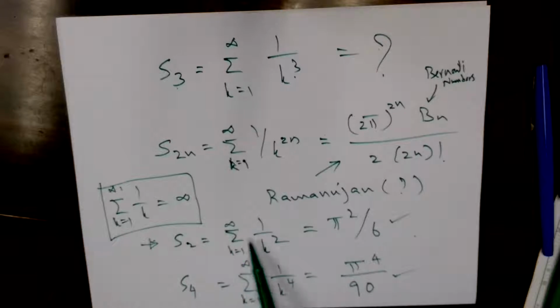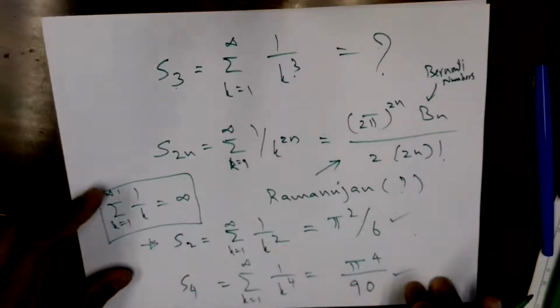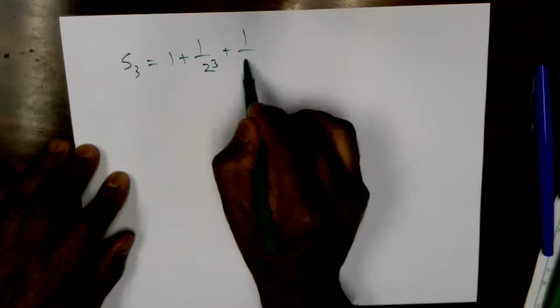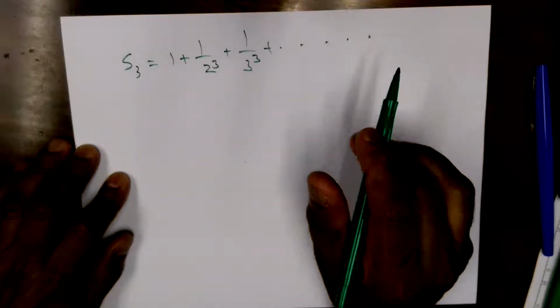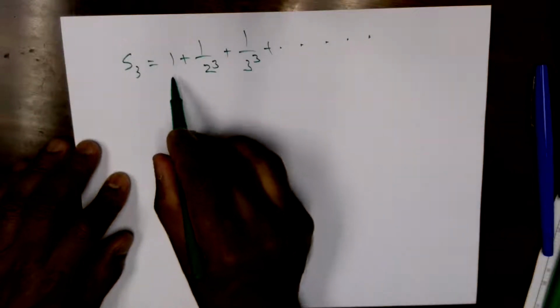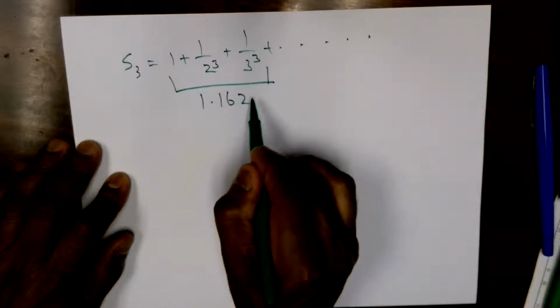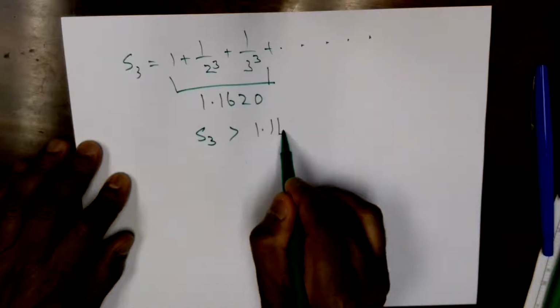The sum of 1 over k squared is pi squared over 6. The sum of 1 over k to the fourth, k equal to 1 through infinity, is pi to the fourth over 90. The question is, what is the sum of 1 over k cubed? So those are the cube powers. If you simply sum up 3 terms, you get 1.1620. So we already get a result: S3 is greater than 1.162.